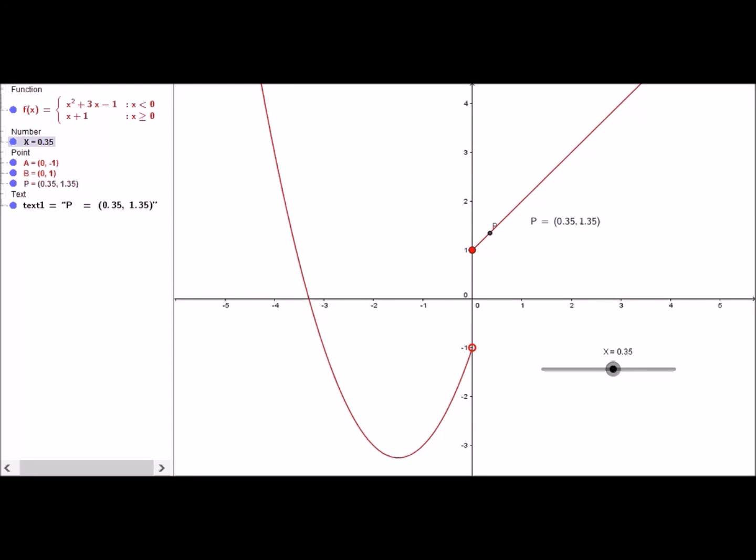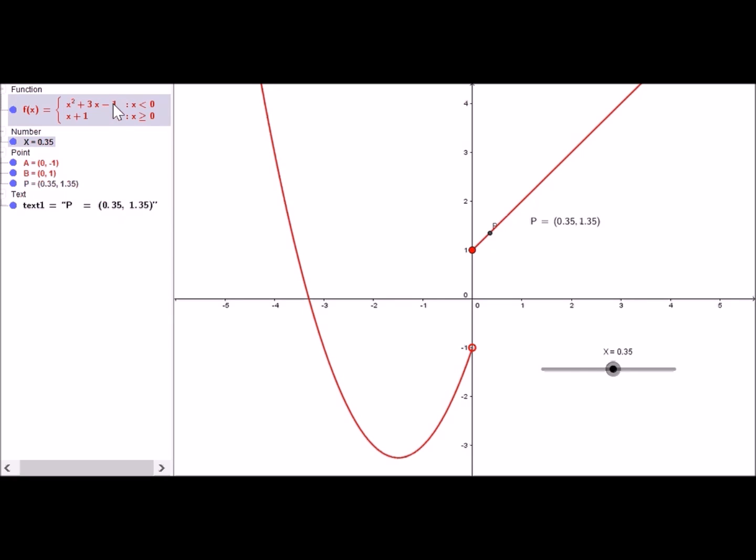Welcome. In this video, I want to look at the limit of a function that is defined piecewise. Specifically, this function is f of x equals x squared plus 3x minus 1 if x is strictly less than 0, and x plus 1 if x is greater or equal to 0. I want to look at the limit of this function as x approaches 0.